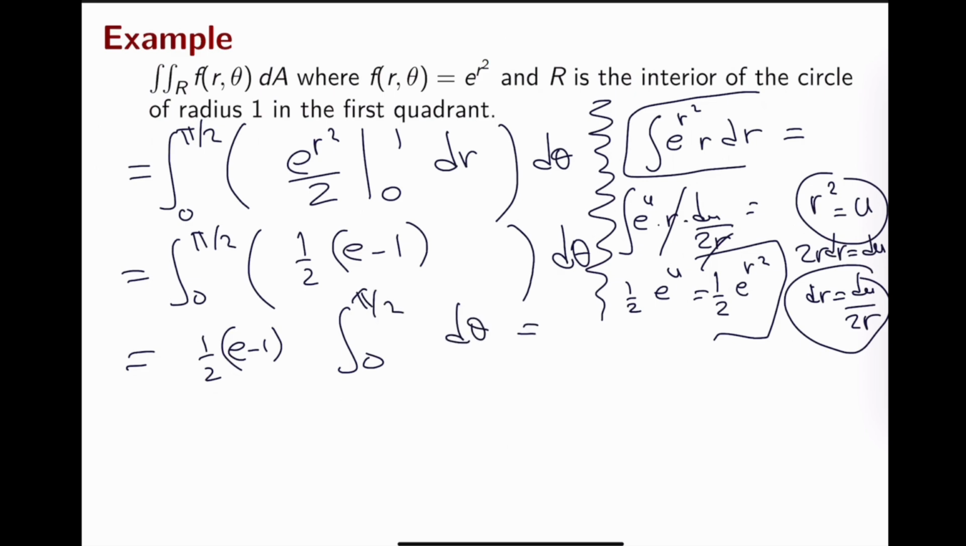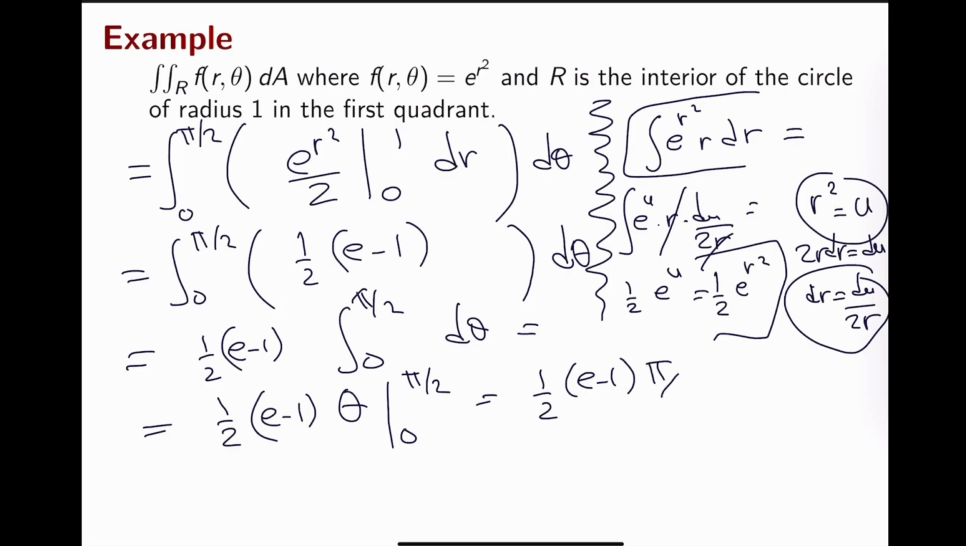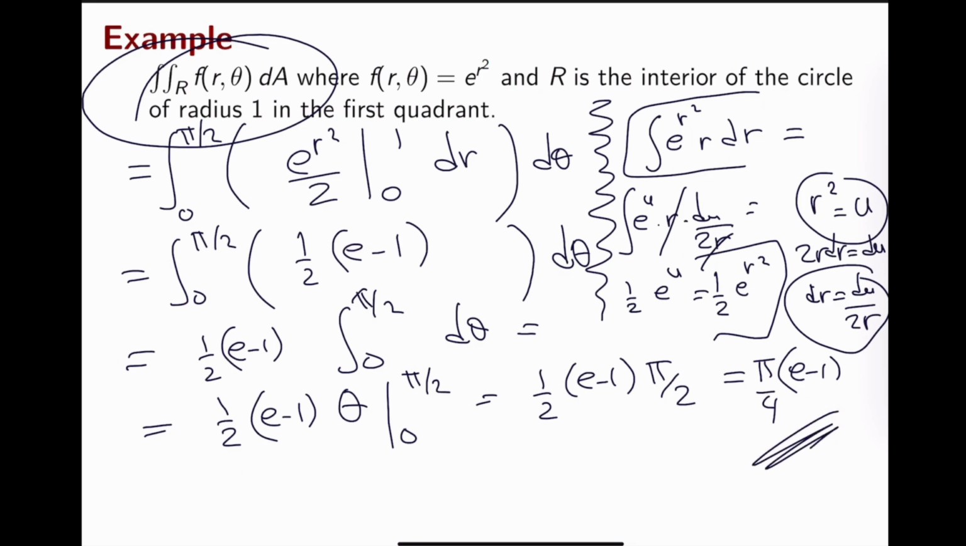d theta. And so this is 1/2 (e minus 1) theta evaluated between 0 and pi over 2. And so this one is 1/2 (e minus 1)(pi half minus 0). And so the final answer is pi over 4 (e minus 1). So this is then the double integral of this function.